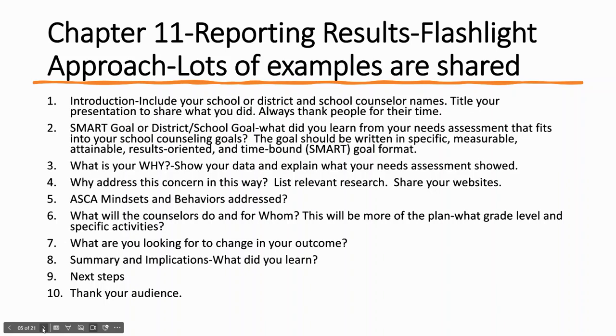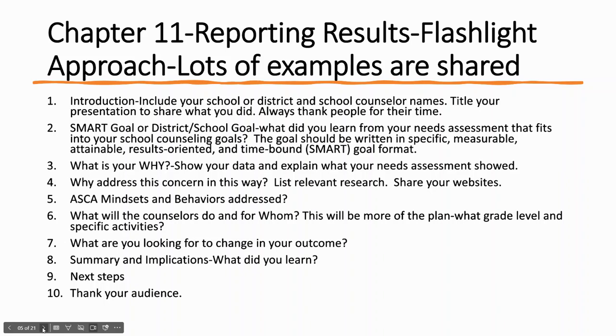You need to make sure again that people on your staff understand that you have standards, just like math and science and English, that school counselors have standards. The school counseling program has standards that they need students to also be addressed and looked at. And then you're going to explain what the school counselors did and who they did it for. You're going to talk about the grade level that you worked with, and then what specific activities.